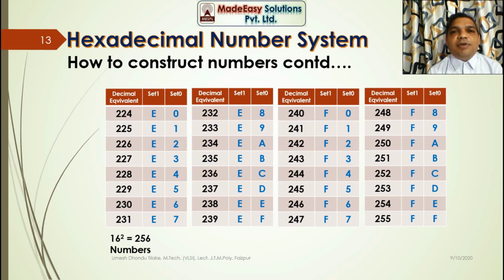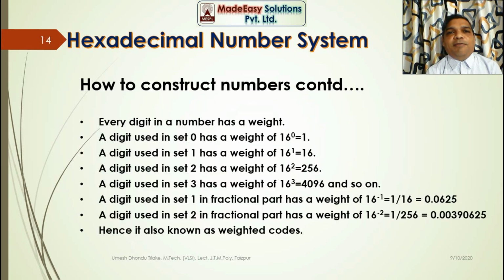What if we have to write the hexadecimal numbers in random way? We use the weight method. So see here, digit used in set 0 uses weight of 16 power 0 is equal to 1. Digit used in set 1 uses 16 power 1 is equal to 16 weight. Digit used in set 2 has a weight of 16 power 2 is equal to 256. Digit used in set 3 uses 16 power 3 is equal to 4096 as its weight. This is for integer part.